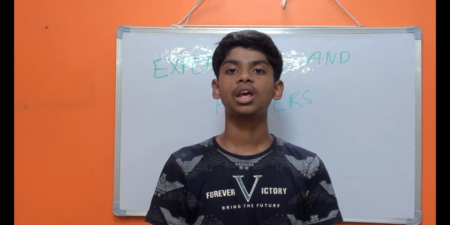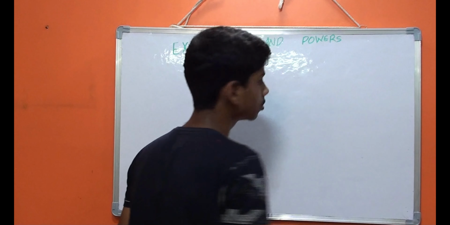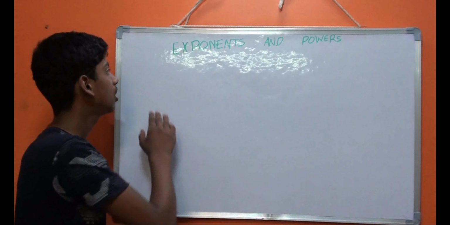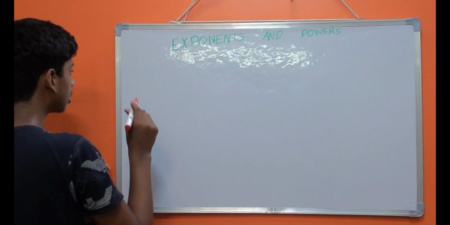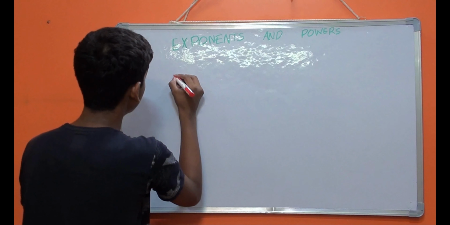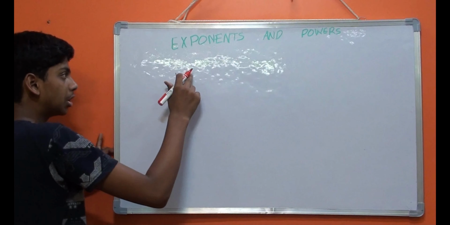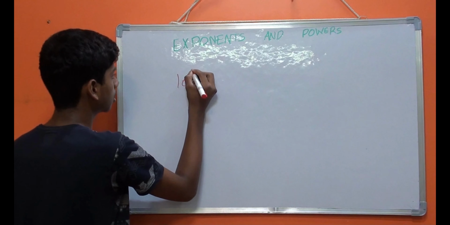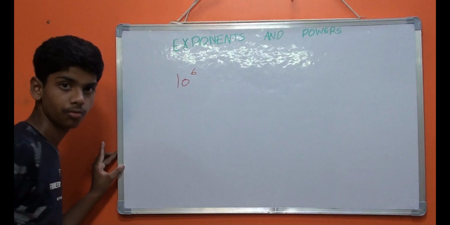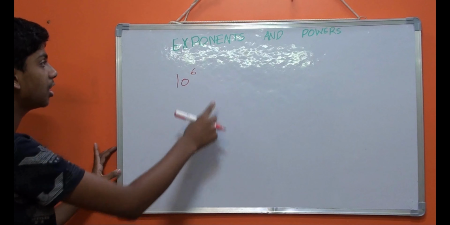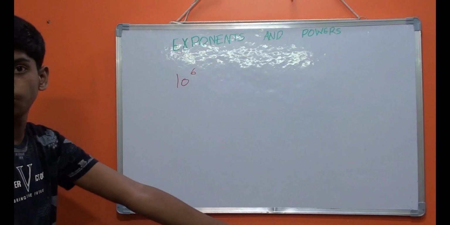Hi friends, my name is Nidhish. Today I will be explaining the topic exponential powers. This topic will come for you in 8th grade. So friends, now let's learn about exponential powers. For example, let's take a number 10. Above here, the superscript is 6. So here, this is an exponent and it is also called a power.